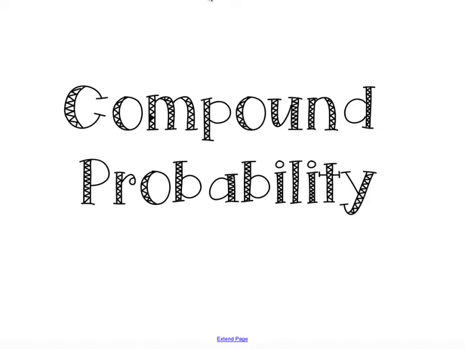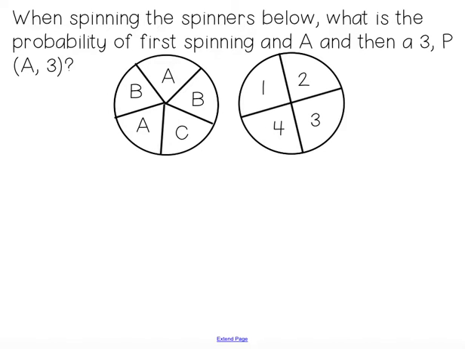Okay, this video is about different methods for finding compound probability. So the first example: when spinning the spinners below, what is the probability of first spinning an A, and then a 3? Written as probability of A and then 3.